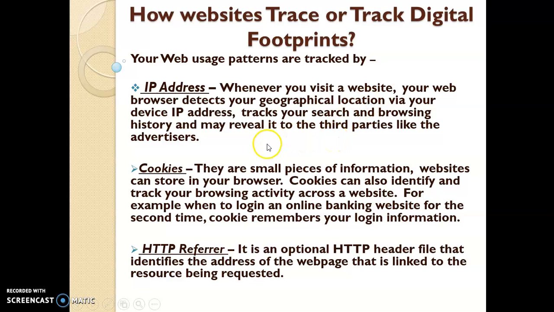And then tracking can be very easy and very fast by getting your geographical location, and that track, search and browsing history may be revealed to third parties, and your data can be given to third parties, or you can say advertisers, who are in need of that data. So your device IP address plays a very important role in tracing or tracking your digital footprint. The next part is cookies.